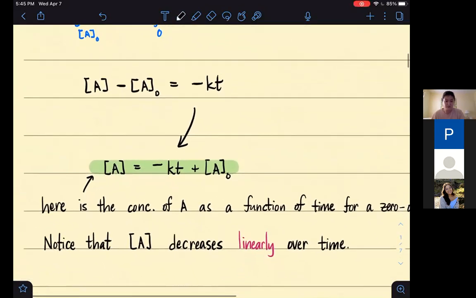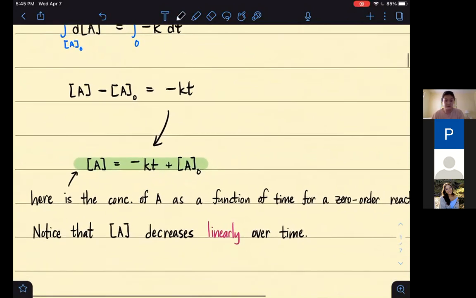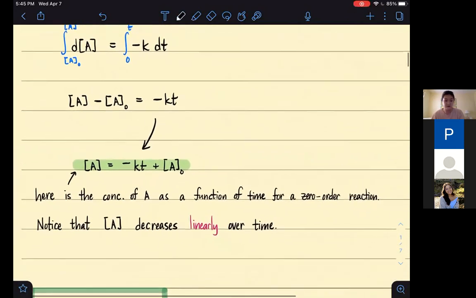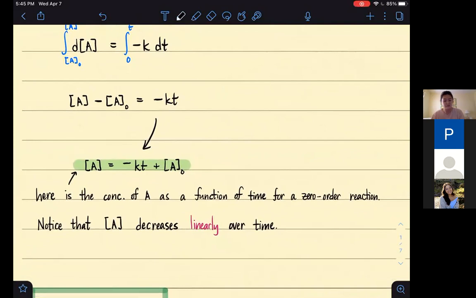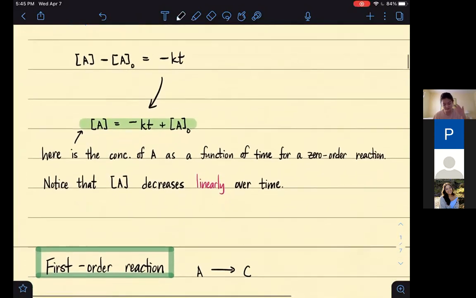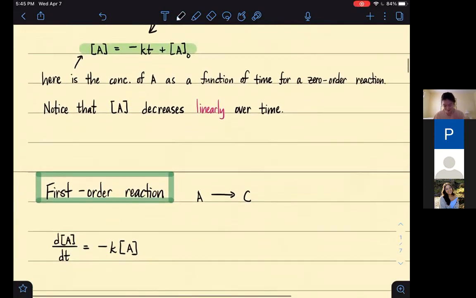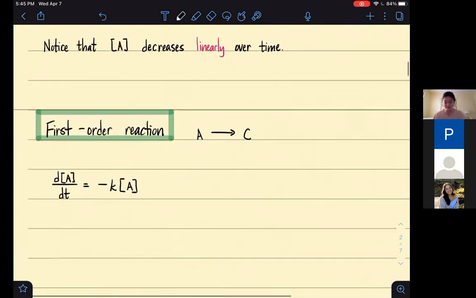So notice that at any given time, the concentration of A for a zero order reaction is this function, which is linear. The concentration decreases linearly over time.